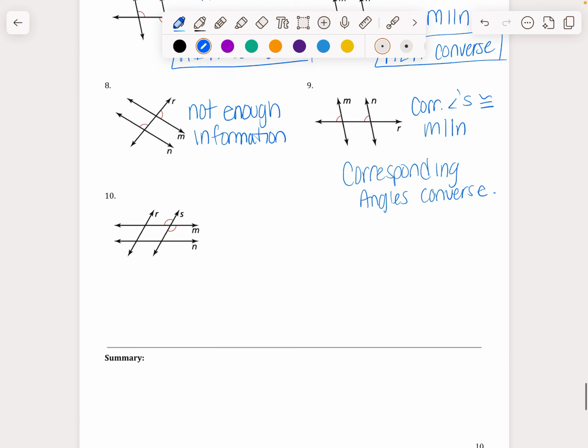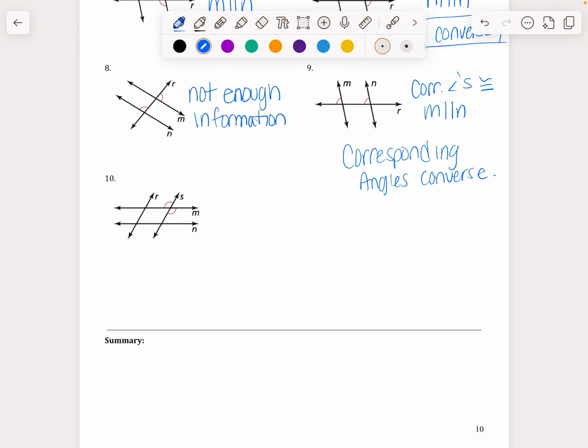And then in number 10, it just has a pair of vertical angles. Now, vertical angles are congruent anytime two lines intersect. And so this does not give me enough information to prove that any of these lines are parallel. So not enough information.